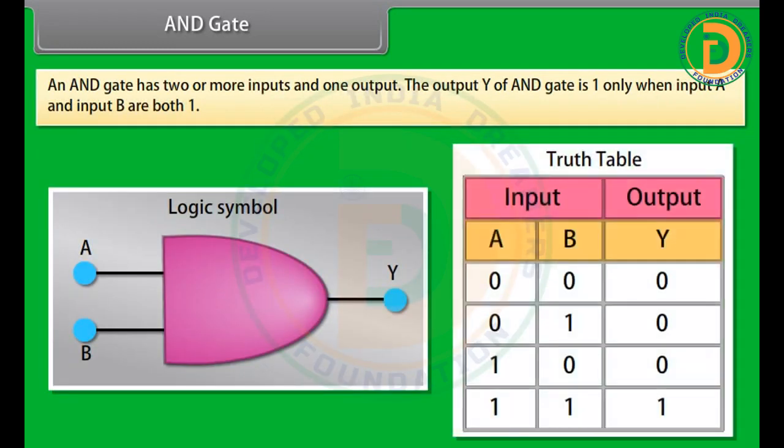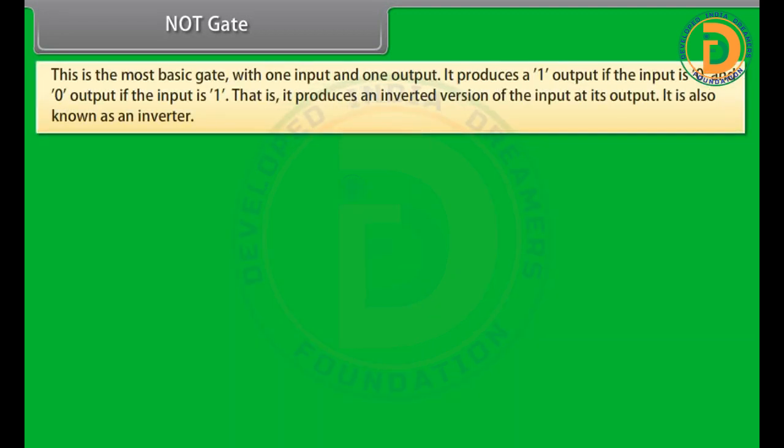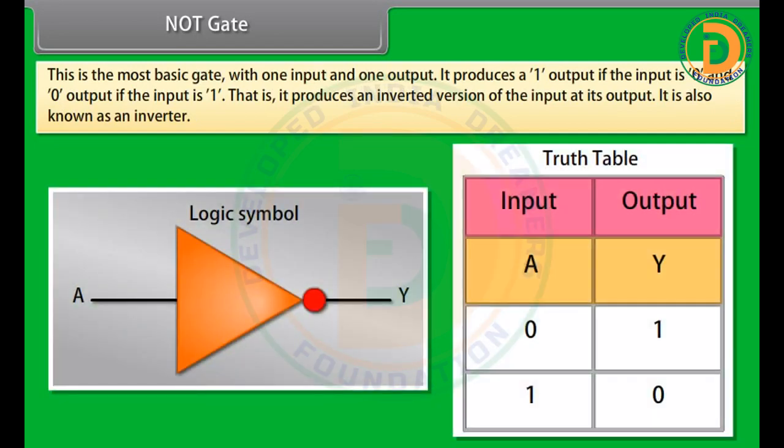AND gate. An AND gate has two or more inputs and one output. The output Y of an AND gate is 1 only when input A and input B are both 1. NOT gate. This is the most basic gate, with one input and one output. It produces a 1 output if the input is 0 and a 0 output if the input is 1. That is, it produces an inverted version of the input at its output. It is also known as an inverter.